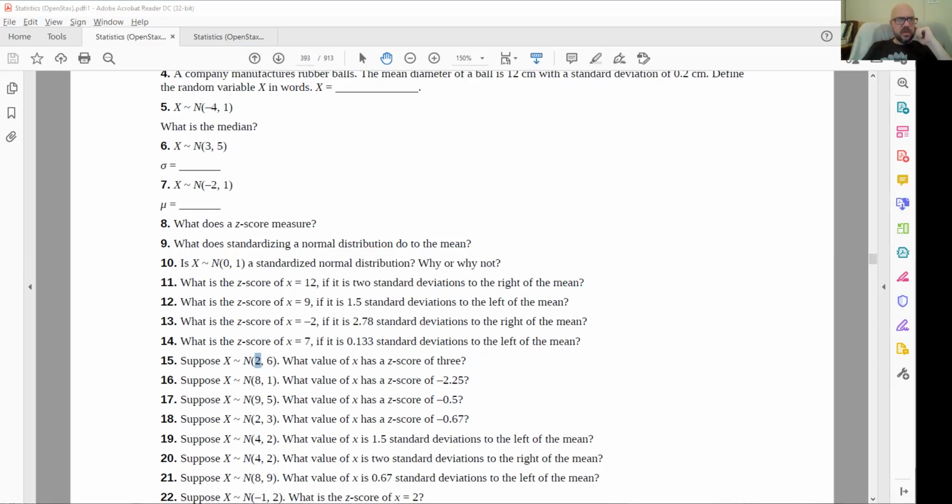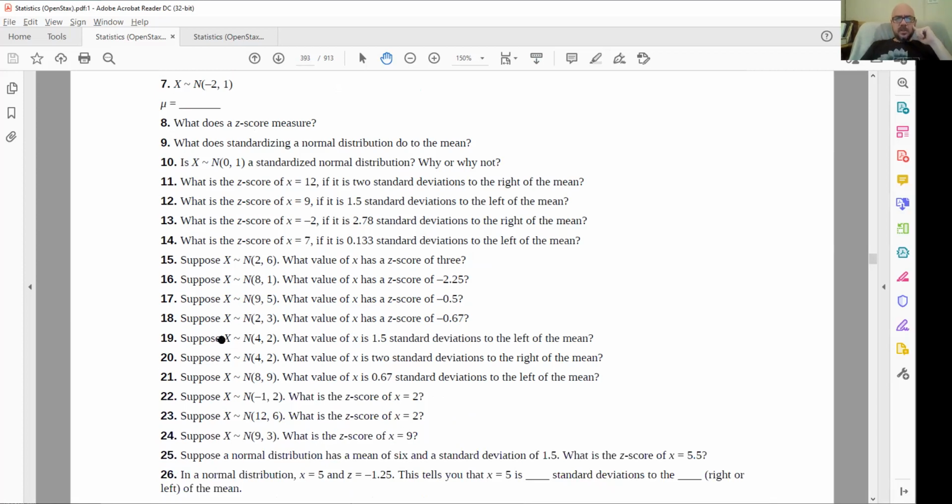Then we have 19 and 23. So 19: suppose x is approximately normal with a mean of 4 and a standard deviation of 2. What value of x is 1.5 standard deviations to the left of the mean? A standard deviation is 2. Remember that standard deviation is just a length. So 1.5 of those is 3, because 1.5 times 2 is 3. And we're going to the left, so it's negative. So we go -3 from 4, which is 1. So the x value is 1.